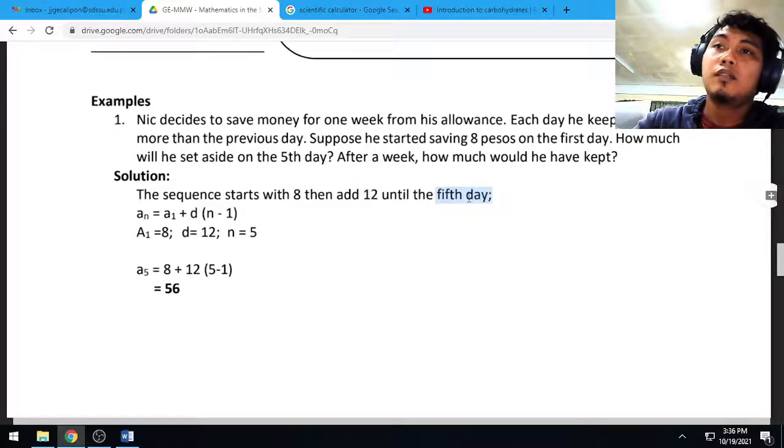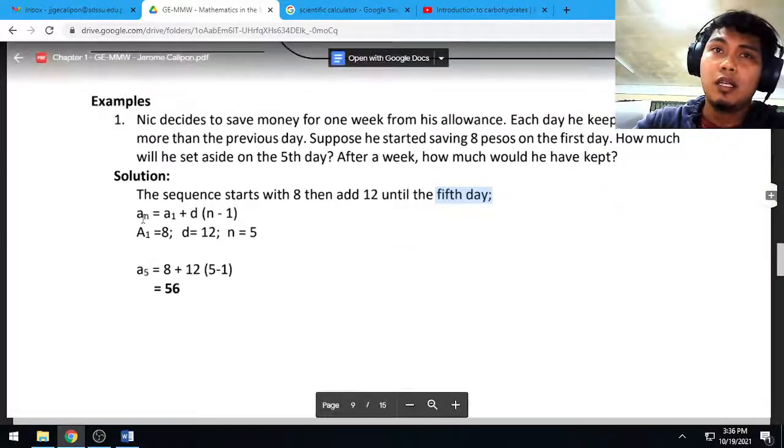Until the 5th day. Kasi yung 5th day, yun yung tinatanong. Though, hanggang 1 week siya mag-save, pero ang tinatanong lang ng author is on the 5th day lang, pang 5. So, pwede mo lagyan yan dyan ng A5 equals ganito.